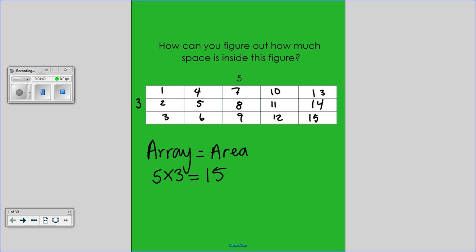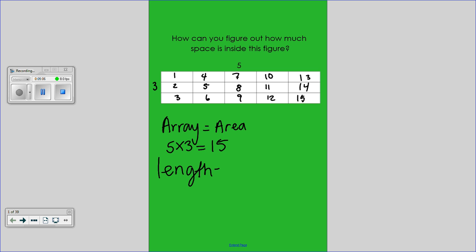Alright. I got to give you a definition. So let's turn to our glossary page. Turn to your glossary page. In area, you're going to see a couple of words: length, width, and dimension.